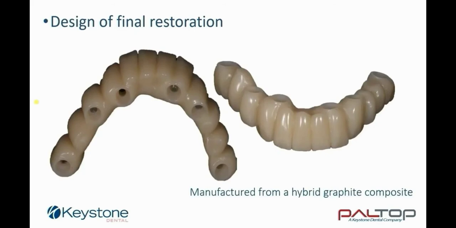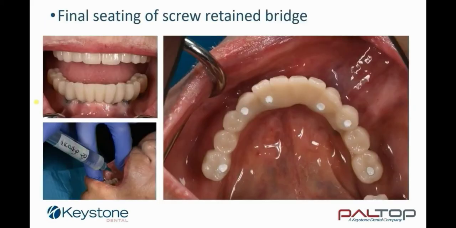The final restoration was manufactured using a 3D milling process from a hybrid graphite composite. Using a digital workflow ensures that the virtual setup and manufacturing files can be safely stored for future use. Following the final seating of the screw-retained bridge, the screw access holes are sealed and the restoration is complete.